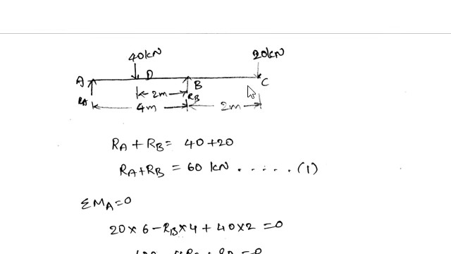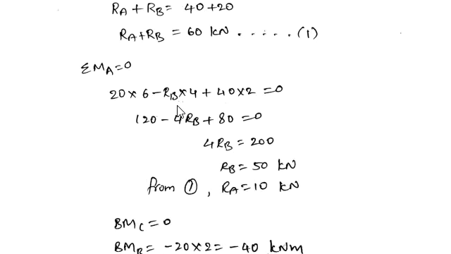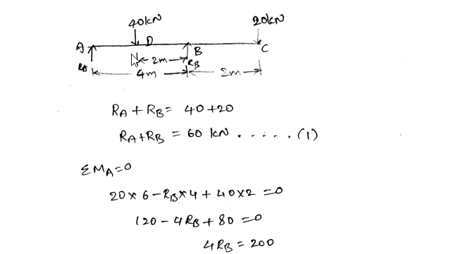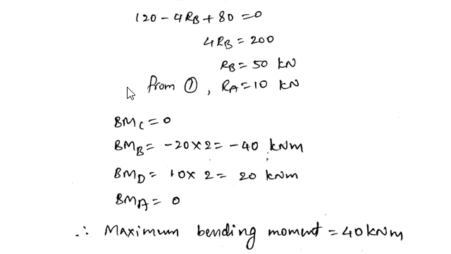So we have calculated bending moment at all the key points. So C is 0, A is 0, and at B we got minus 40 kilonewton meter, and D is 20 kilonewton meter. The question is asking the magnitude of maximum bending moment. So magnitude wise 40 is the maximum value. The minus indicates the negative side of the bending moment, acting in the negative direction. So the magnitude of maximum bending moment will be 40 kilonewton meter.